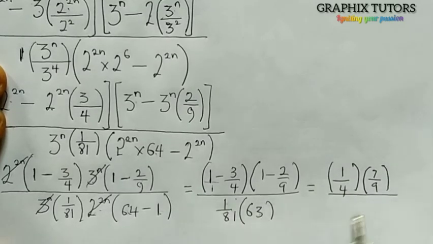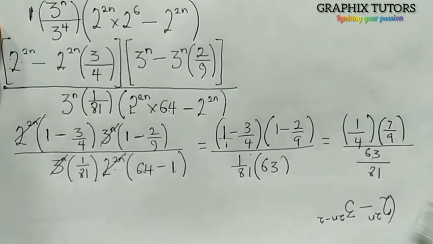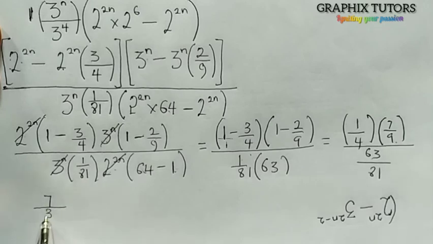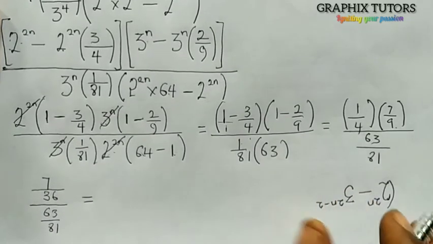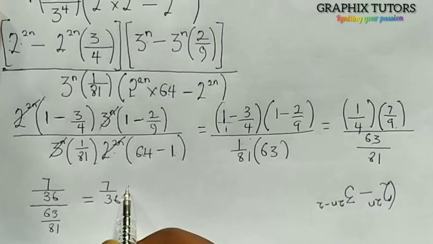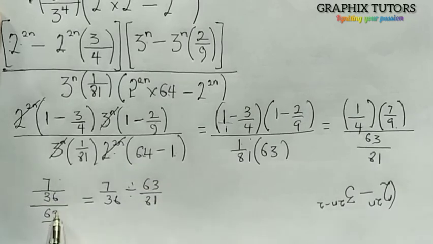Now 1 times 63 will give us 63, all over what? 81. So from here, let me just divide and come here. So 1 times 7 is 7. 4 times 9 is 36. All over 63 over 81. This is what we have. And this can be written as 7 over 36 divided by 63 over 81.